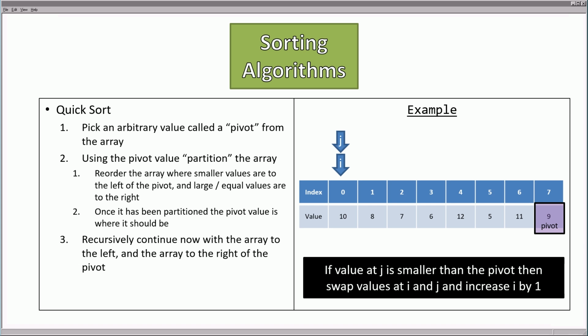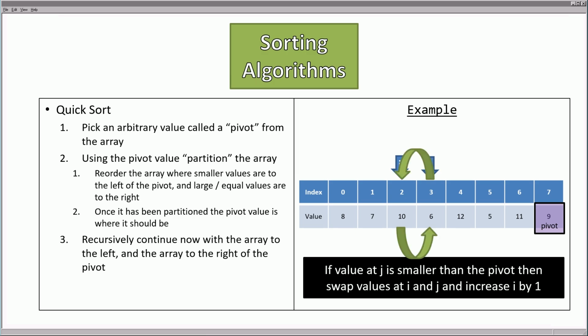So starting out with this example, 10 is not less than 9, we move j forward. Now 8 is less than 9, so we swap the values found at i and j, which end up looking like that. Now we increase the i, so it looks like this. Moving this forward, 7 is less than 9, which means once again we have to swap the values at i and j, so now it looks like this. We then increase the i.